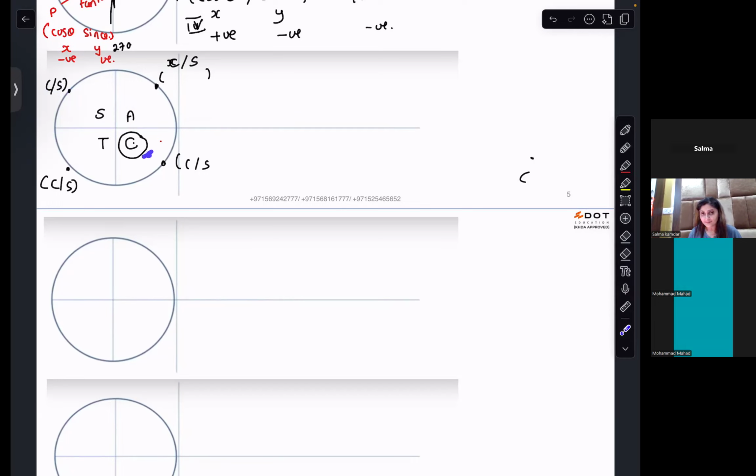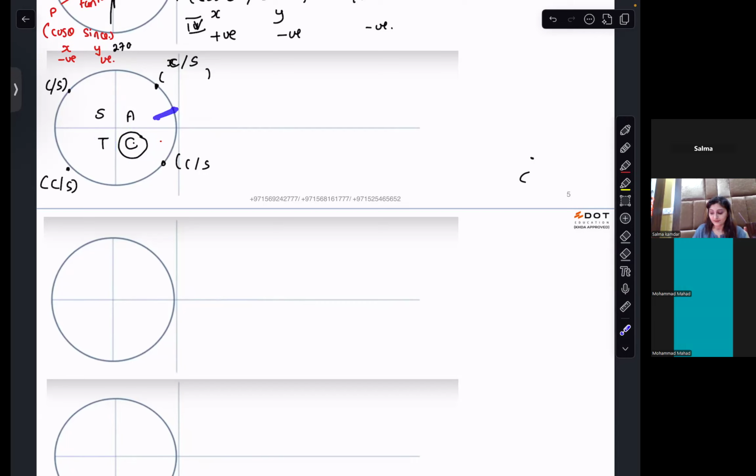Tell me. The fourth quadrant is positive only for cos. Then the first one is going to be positive for all the angles. And for the second quadrant, only sine is positive. And for the third quadrant, only tan is positive. This is between where to where?